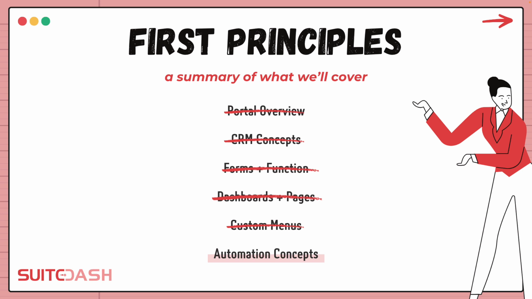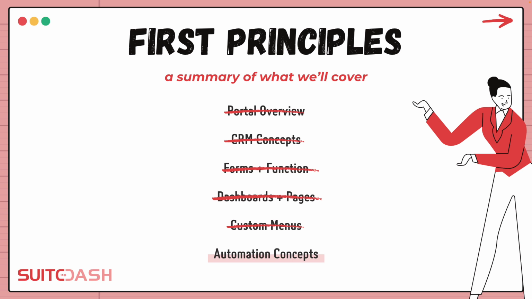It's my pleasure to welcome you to this video, which is about automation concepts. So in this first principles video series, we've covered the portal overview, the CRM concepts, forms and function, dashboards and pages and custom menus, and these are key players in the platform functionality, but automation is really where the platform shines. Because as an all-in-one platform, we have all the ingredients in the same place. So we have all the data, all the functionality, all the trigger points, all the interaction.